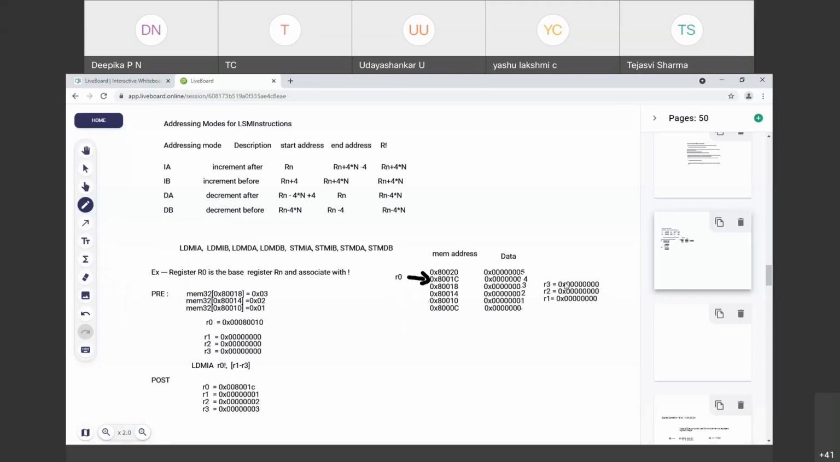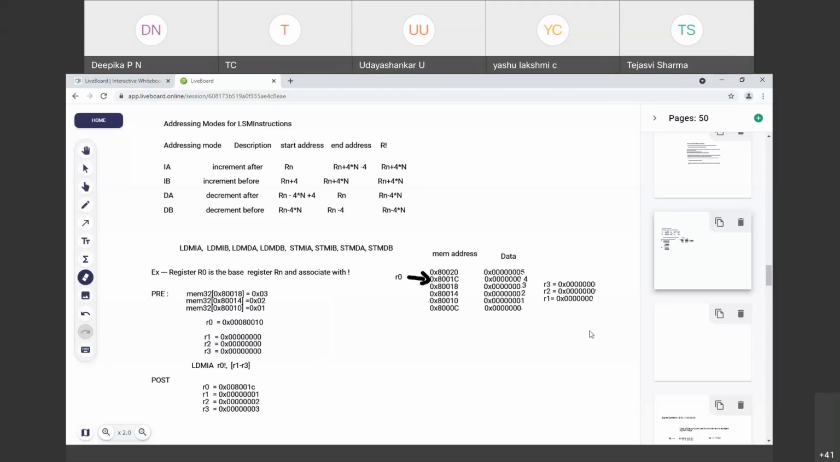What about the values of this? The values of this are replaced now. So we just understand the values of these. So what is replaced? Starting from 80,010, the respective 3 locations holding 1, 2, 3 will be loaded into these registers, and R0 is updated with the address 80,001C.